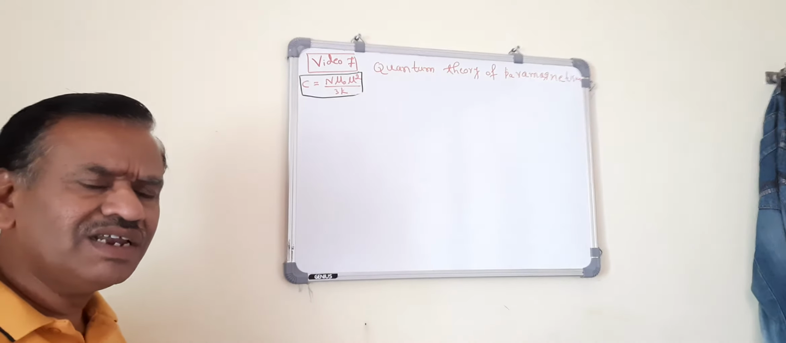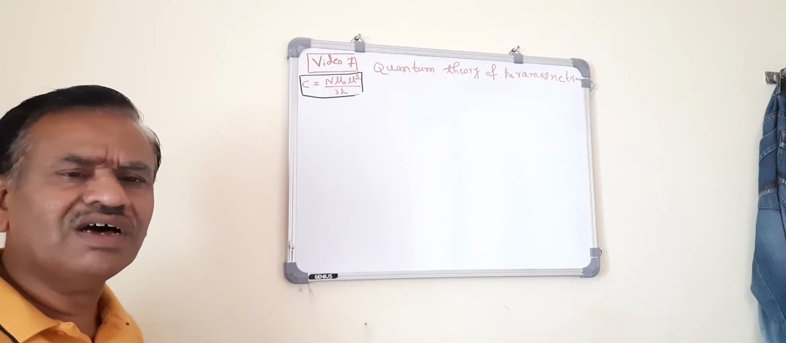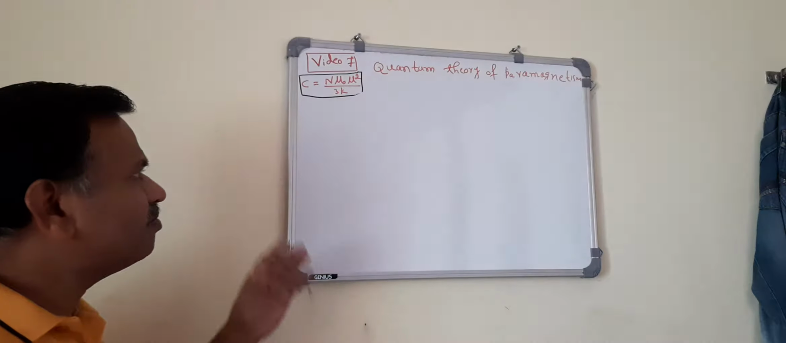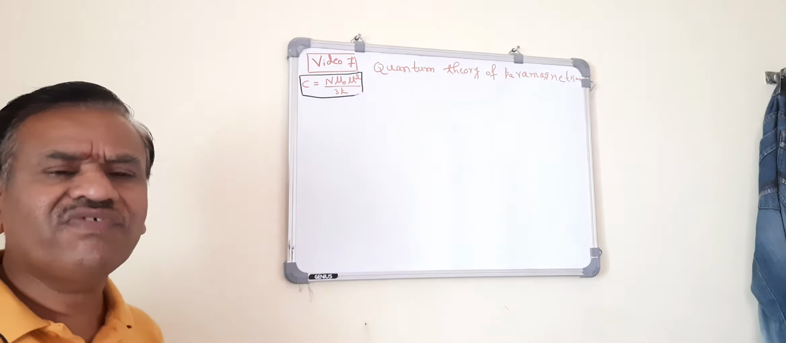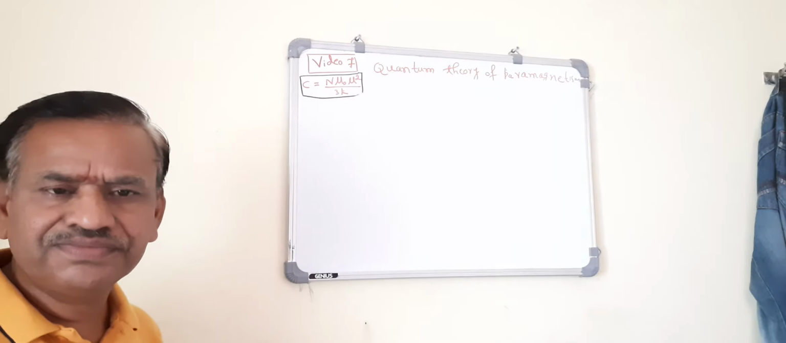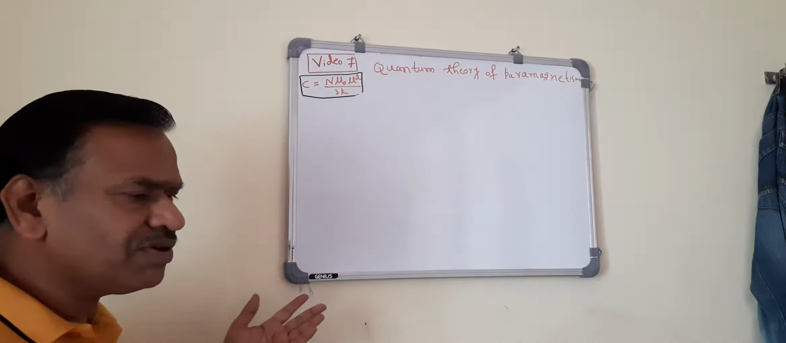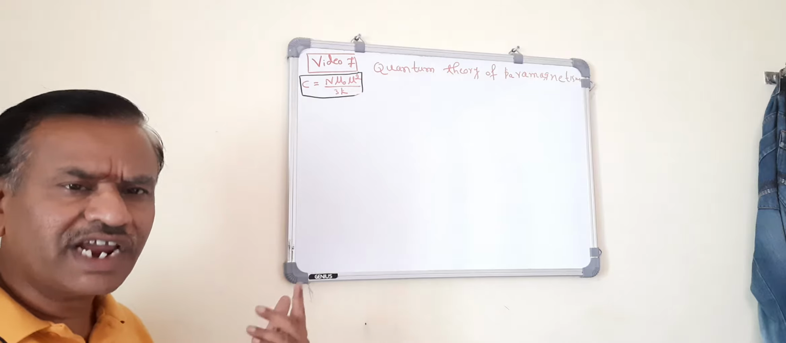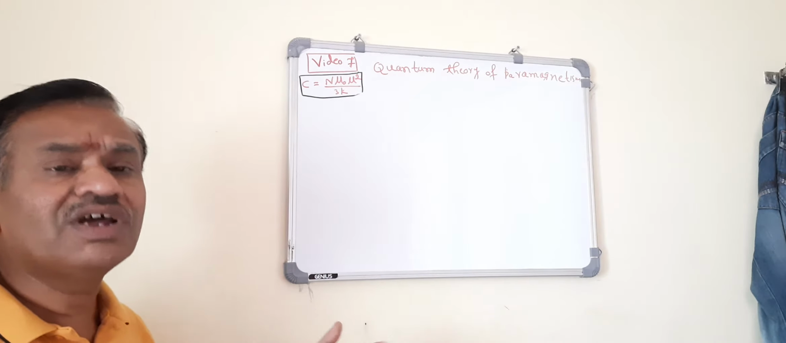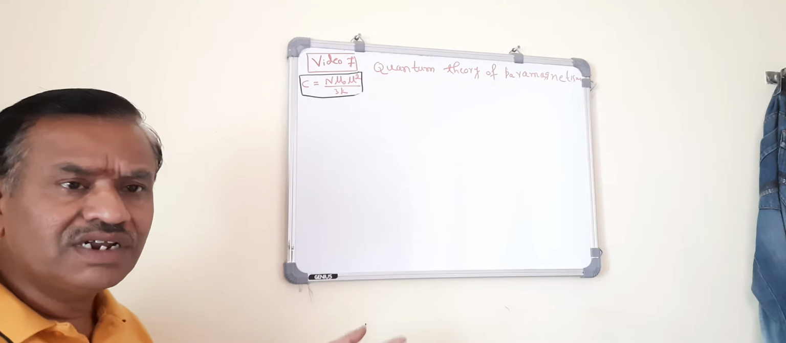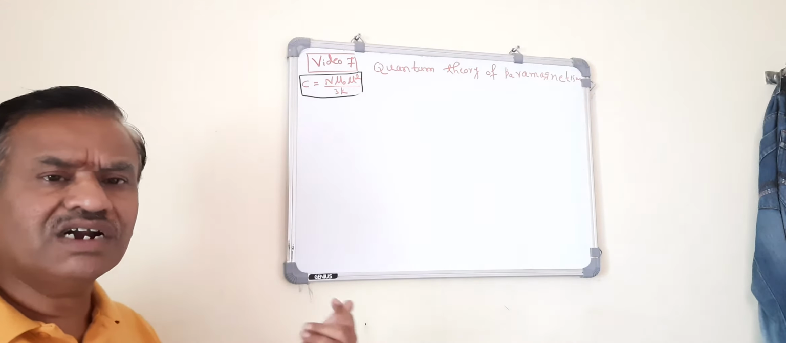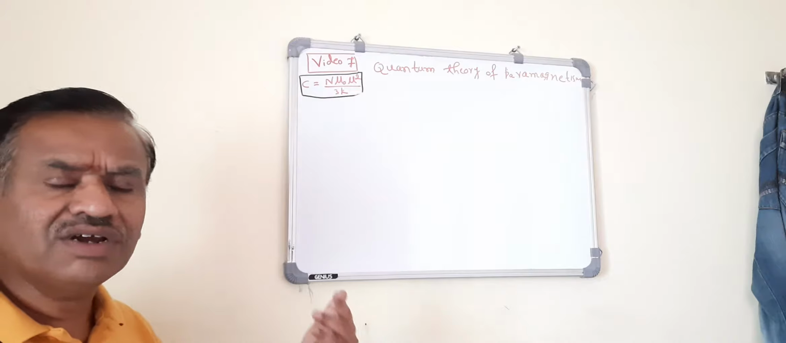Langevin's theory is based on the classical atomic model. But this theory is based on the vector atomic model. In the vector atomic model, you know that the spin angular momentum and orbital angular momentum, the total angular momentum, is represented by capital J. That is the sum of the spin angular momentum and the orbital angular momentum.